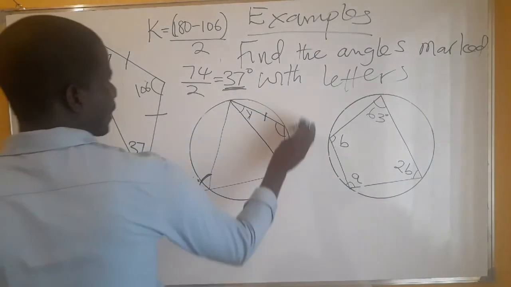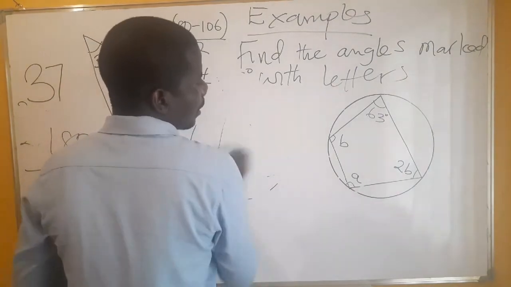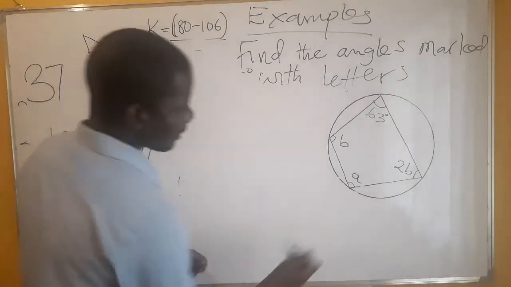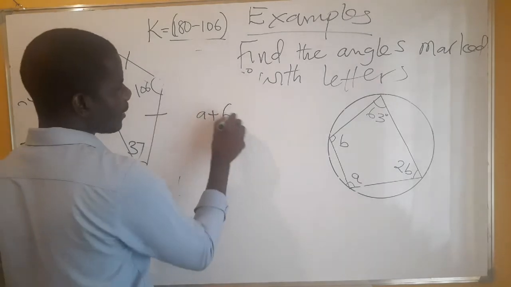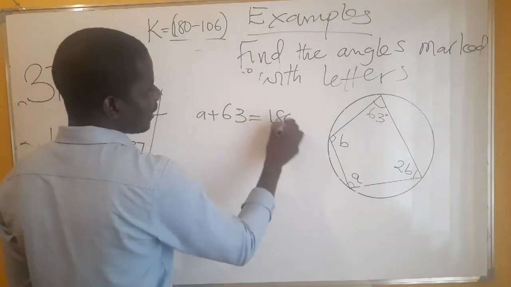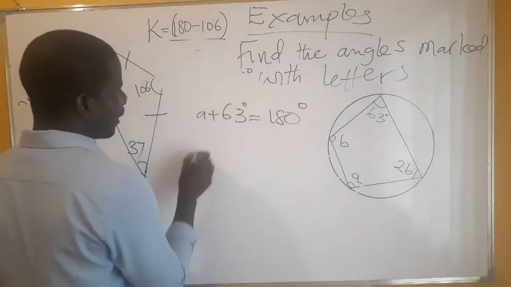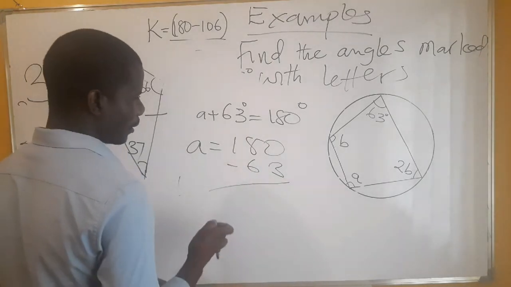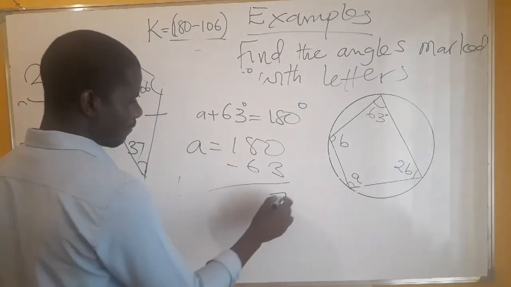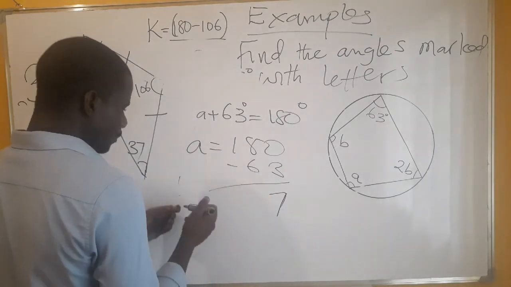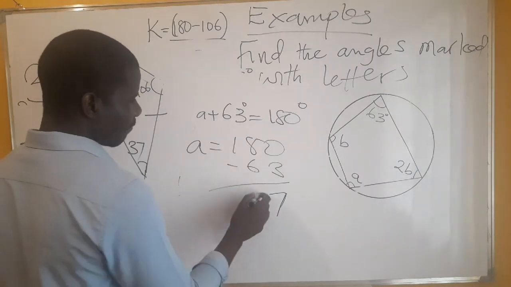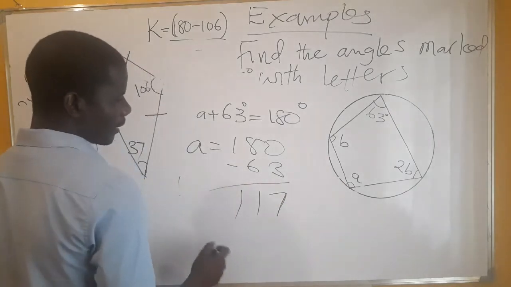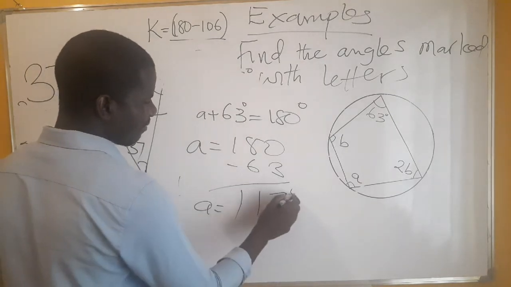Okay? So let's look at the last one. What is the value of A? We are saying A plus 63 should give us 180, opposite angles in a cyclic quadrilateral. Then A is equal to 180 minus 63. Let's do the grade 6 subtraction here. 180 minus 63 gives us 117. So A is equal to 117 degrees.